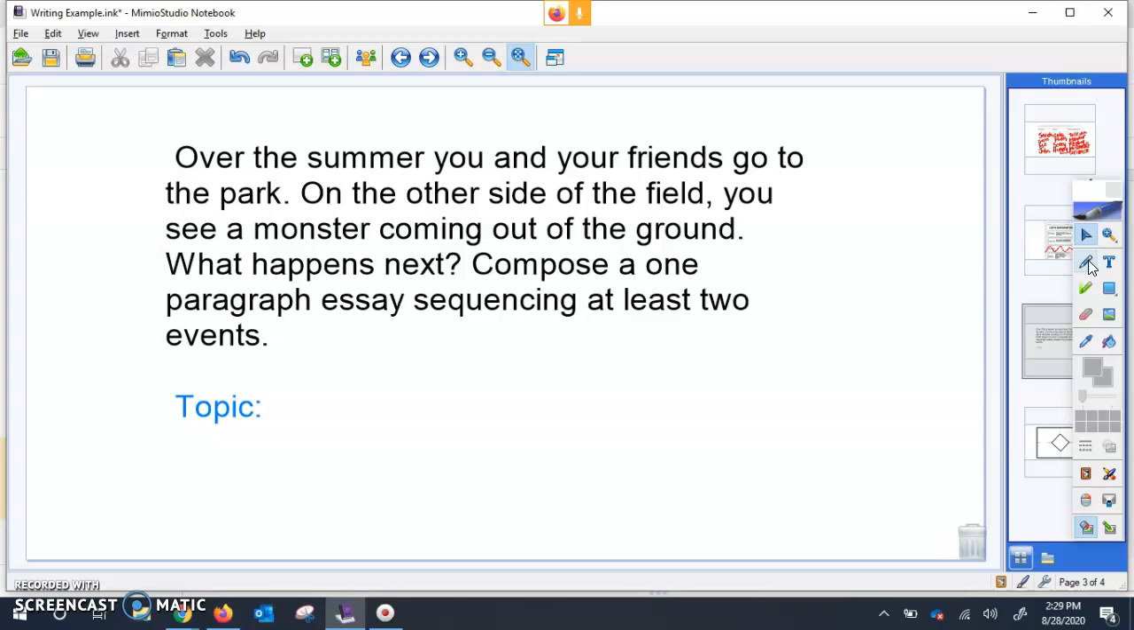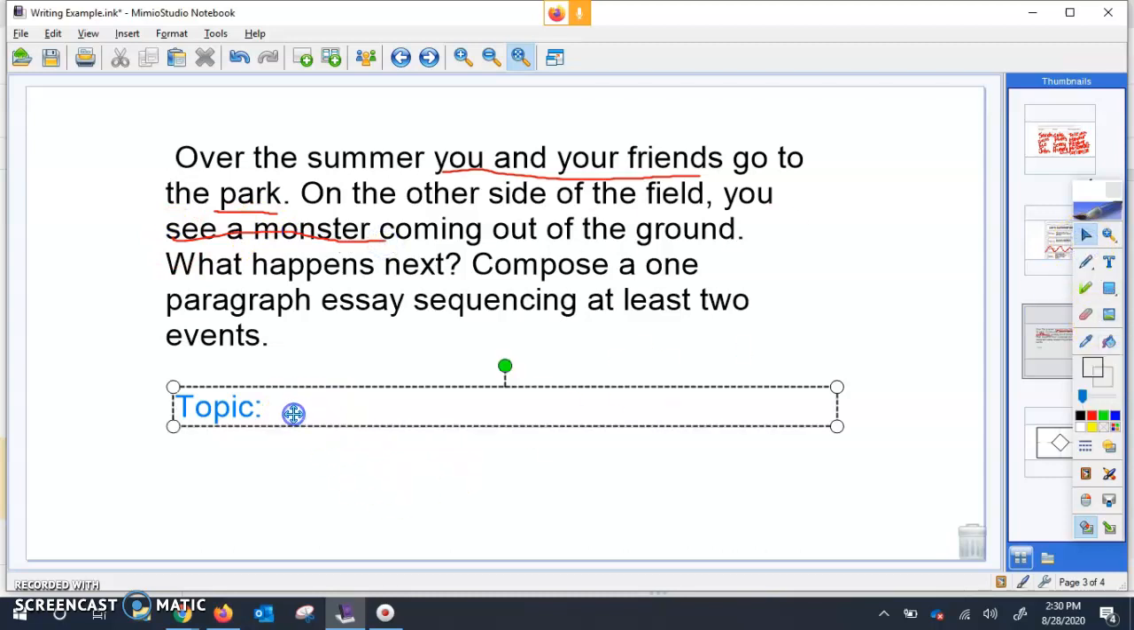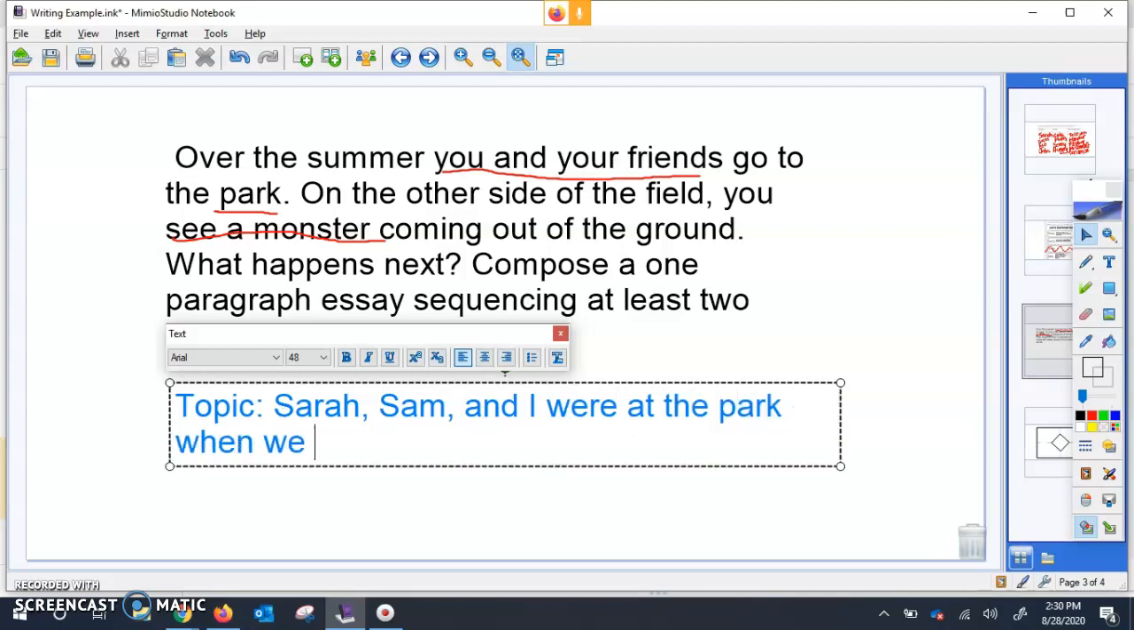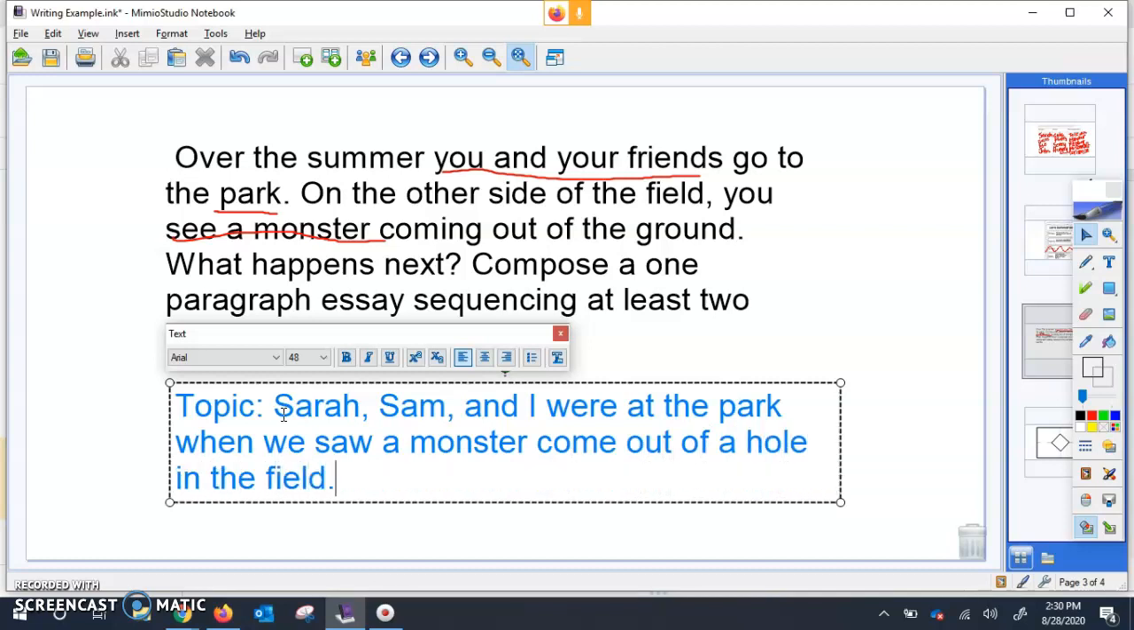So we're going to use this part where it says, over the summer, you and your friends go to the park. So I know that I've got to paint this picture for my reader. I might include me and my friends somehow, and that we're at the park, and that we see this monster coming out of the ground. So I could come up with something like this. If you recall in our brainstorming, I came up with some friends, so I'm going to use them, Sarah, Sam, and then myself. So Sarah, Sam, and I were at the park. I'm giving the setting or the scene of where we're at when we saw a monster come out of a hole in the field.